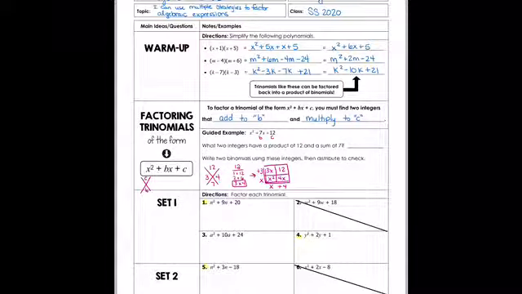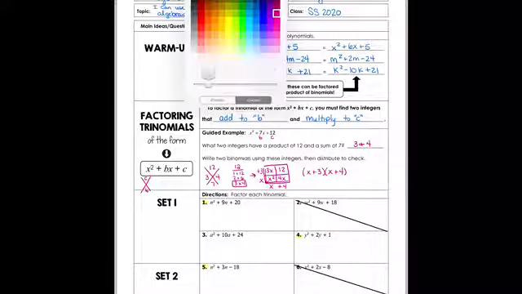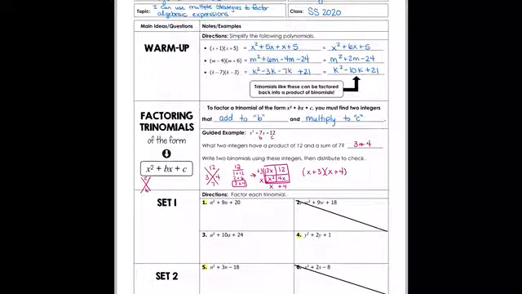And I can double check. Positive 3 times positive 4 is positive 12. That gives us a product of x plus 3 times x plus 4. So what two integers have a product of 12 and a sum of 7? That would be 3 and 4. Once you've factored it, you can distribute back to find your answer.